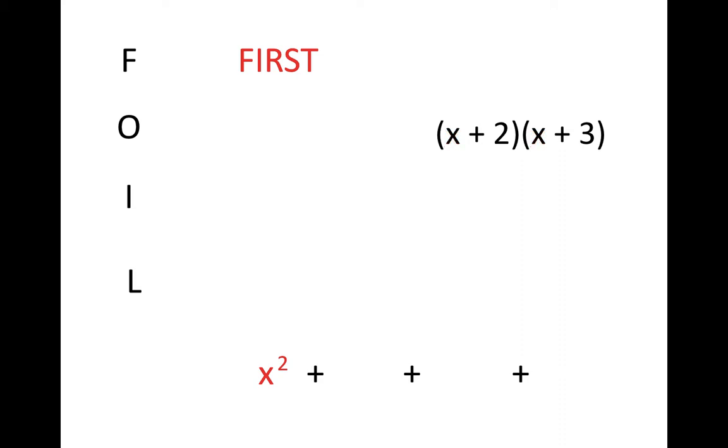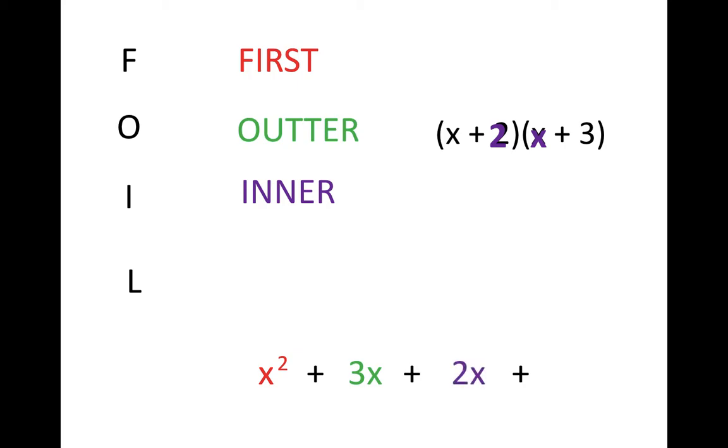Next, I move on to the O. I'm going to focus on the outermost terms. The x and the 3, I multiply those together to get 3x. The I leads me to the innermost terms. And so my focus is going to be on the 2 and the x. I take their product to get 2x.